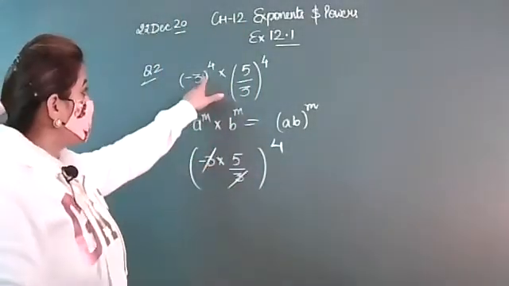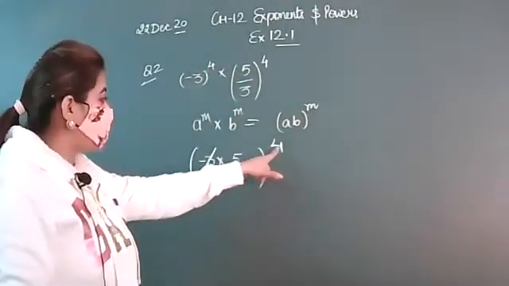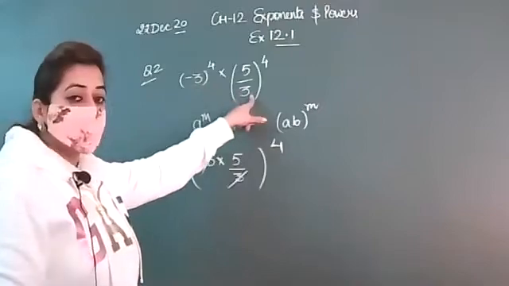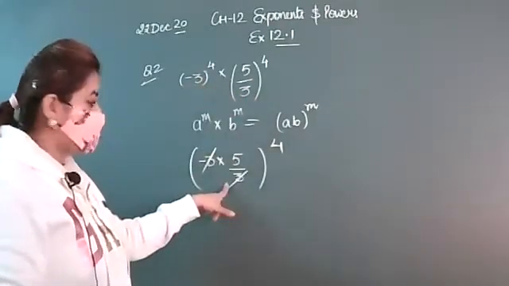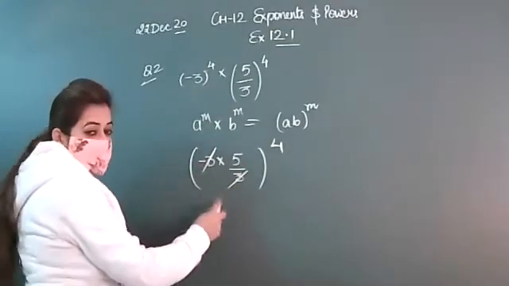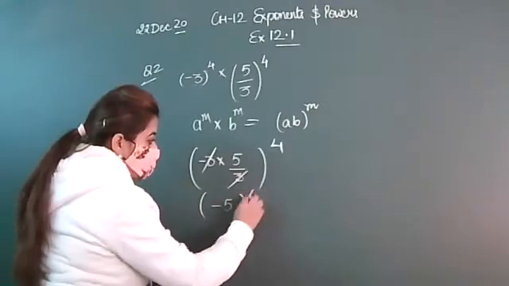Yes, beta, I'm repeating. In this, you can see that the powers are the same. So I have written the power 1 time, and the bases are different and a multiplication sign is there. So I have multiplied both the bases in the bracket. So 3 will cancel out. We are left with minus 5 raised to power 4.